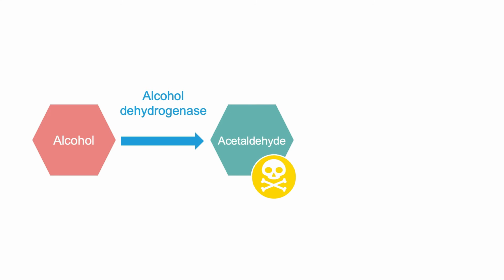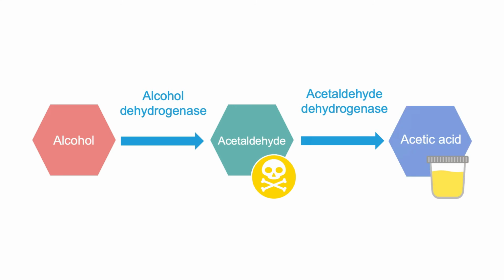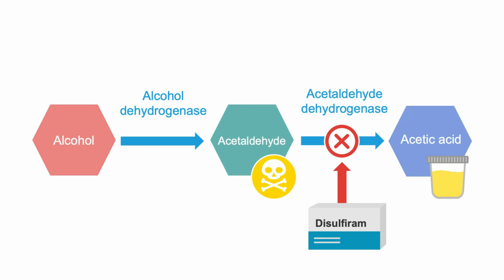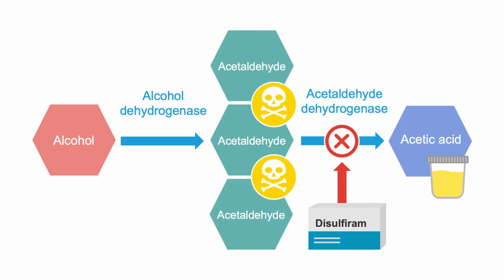Alcohol is normally metabolized in the liver by the enzyme alcohol dehydrogenase, which breaks it down to its primary toxic metabolite, acetaldehyde. Acetaldehyde is then quickly broken down by acetaldehyde dehydrogenase to acetic acid, which is readily excreted in the urine. Disulfiram blocks this second step where acetaldehyde is converted to acetic acid. This leads to the accumulation of toxic acetaldehyde, which is very unpleasant to the patient.